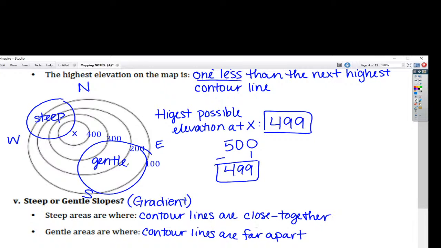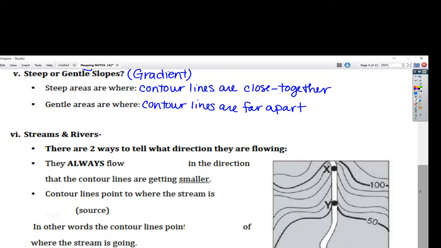Okay, last little bit for today. Streams and rivers. So we can use maps with streams and rivers in order to tell the direction the stream is flowing. Okay? The first way to tell, because there are two, the first way to tell the direction the stream is flowing is remembering that they always flow downhill, in the direction that the contour lines are getting smaller. This is important.